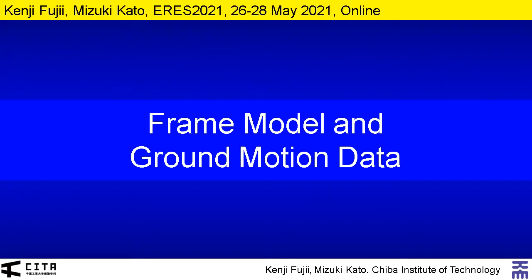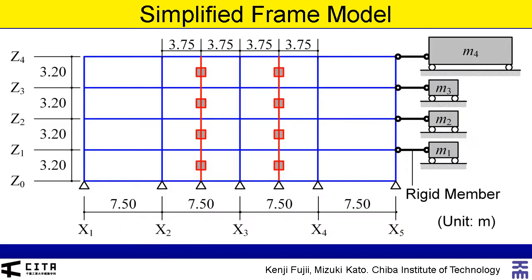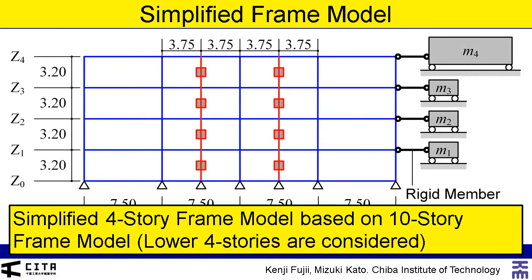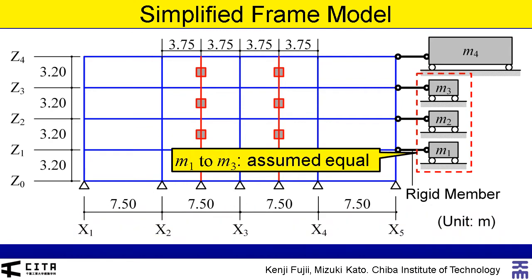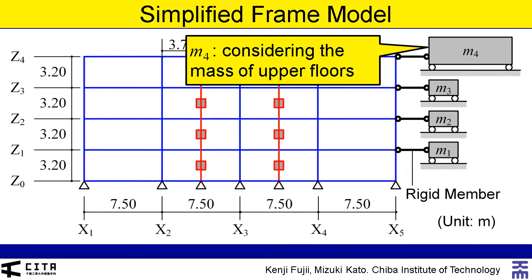Next, I would like to explain the frame model and ground motion data. Here shows the simplified frame model used in this study. This is a simplified 4-story frame model based on 10-story frame model. In this study, the lower 4 stories are considered. The floor mass of level 1 to 3 are assumed equal, while the floor mass of level 4 is assumed considering the mass of upper floors.